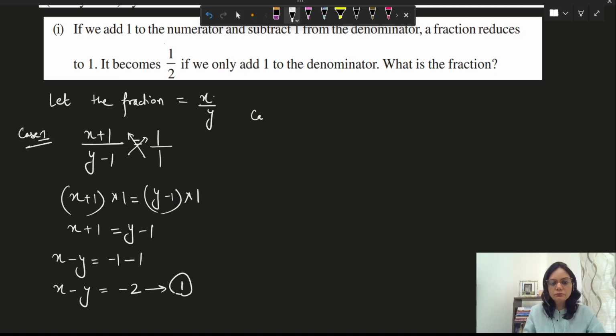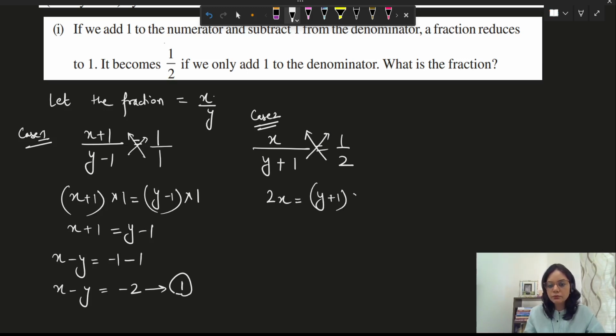Case 2. What's case 2? It becomes half if we only add 1 to the denominator. So we are adding only 1 to the denominator, and it is changing to half. Again cross multiply. Bring 2 here. 2x, y plus 1 into 1. So you have 2x is equal to y plus 1. Again bring the variables to one side and constants to the other side. So you have the two equations.